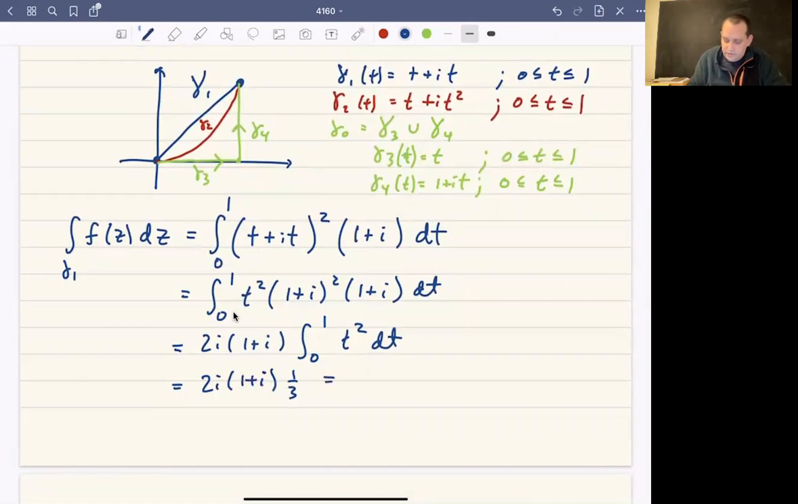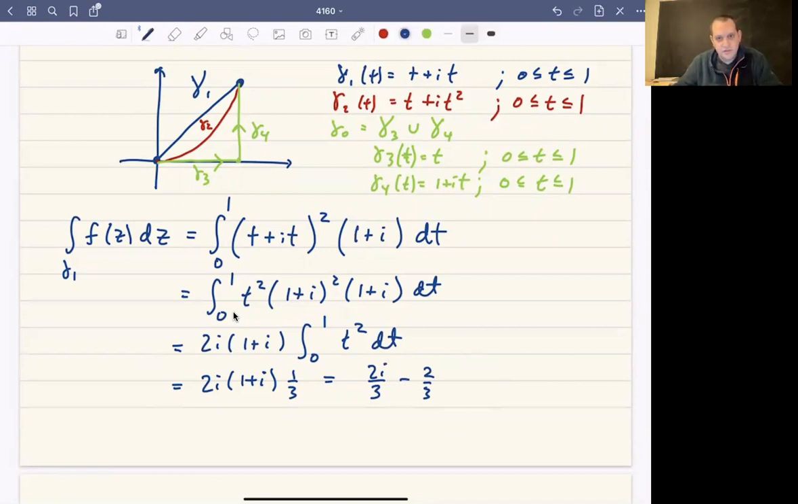So altogether, I'd rather write this in the form a plus bi. So this is going to be 2i times 1/3, and then 2i times i is minus 2, times 1/3 will be minus 2/3. Okay, that's fine. We can leave it like that. So it's negative 2/3 plus 2/3 i. So that's the first integral.